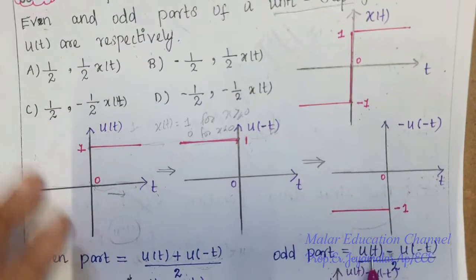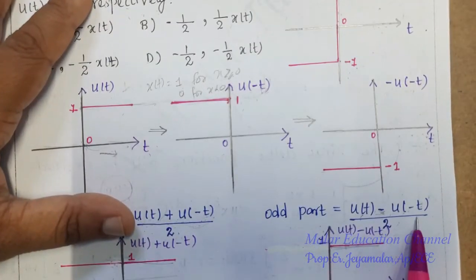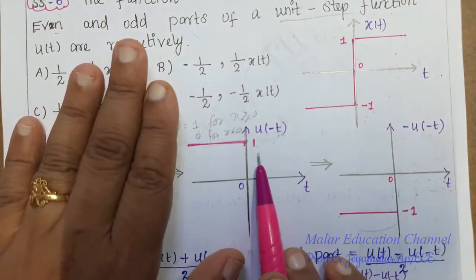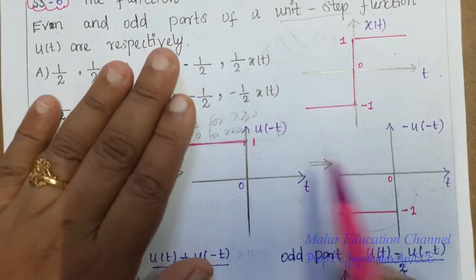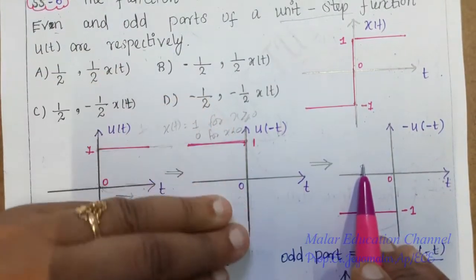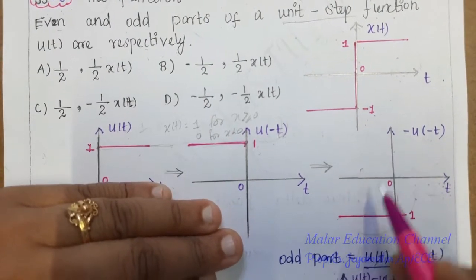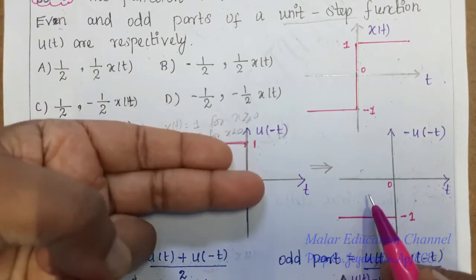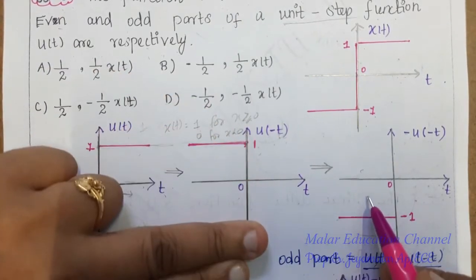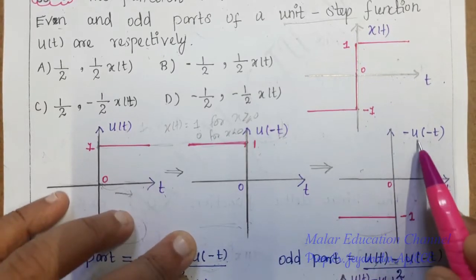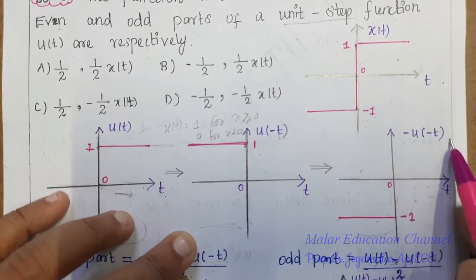But in the formula for the odd part, we need u of t minus u of minus t, isn't it? Minus u of minus t means, refer to the diagram for u of minus t, and just fold the signal in the downward direction, because of the minus. So minus means just to fold the signal. This is the signal. Just fold the signal likewise. So we get the diagram here, that is minus u of minus t.